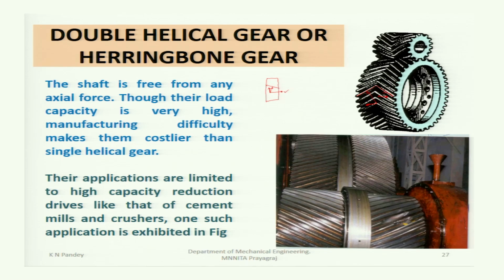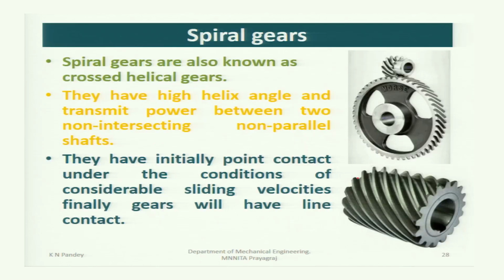Manufacturing difficulty makes them costlier than single helical gear. Their applications are limited to high capacity reduction drives like that of cement mills and crushers. One such gear is shown in this figure. Okay, here you see one of the gears is in this direction. On the same gear, another is in this direction. Well, so the axial forces will nullify each other. They are acting in the opposite direction.